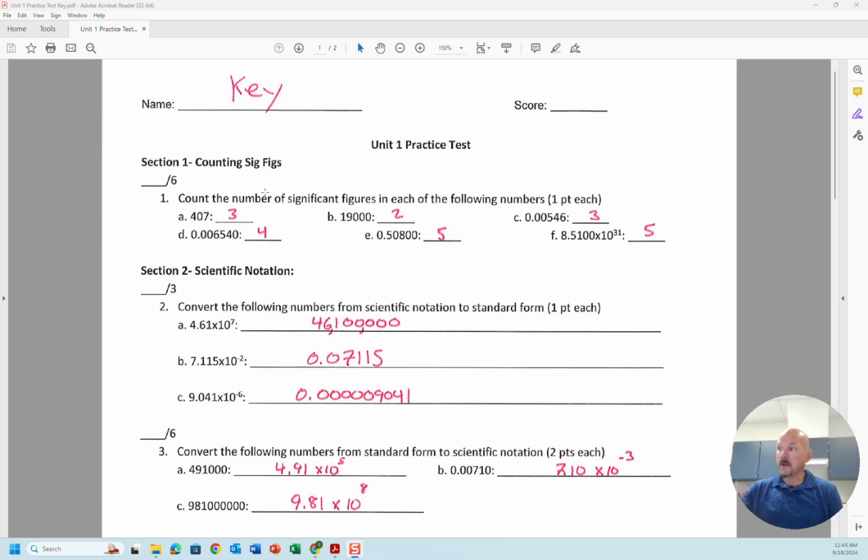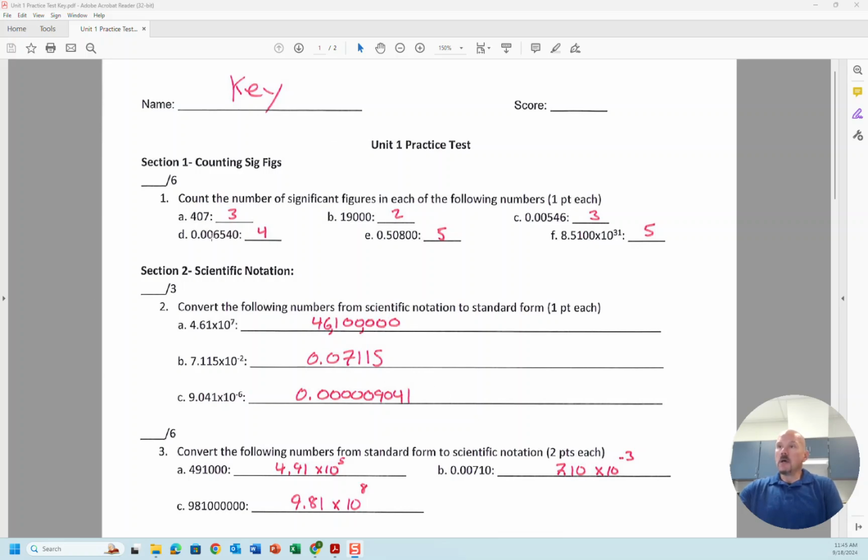But here, and again, this isn't everything, but if you understand all of these different things in Unit 1, you'll be good for the Unit 1 test. And you might not get 100% because there's other things you have to know as well, but for the most part, you should do well if you get all this stuff.